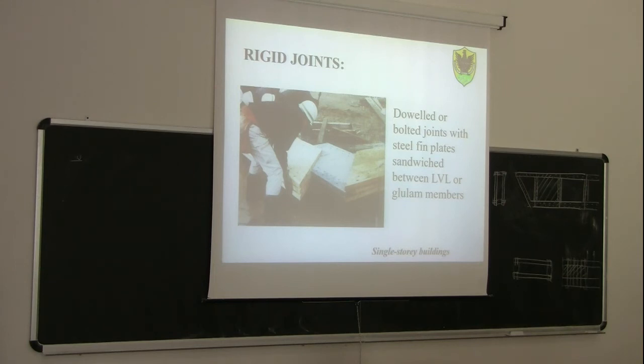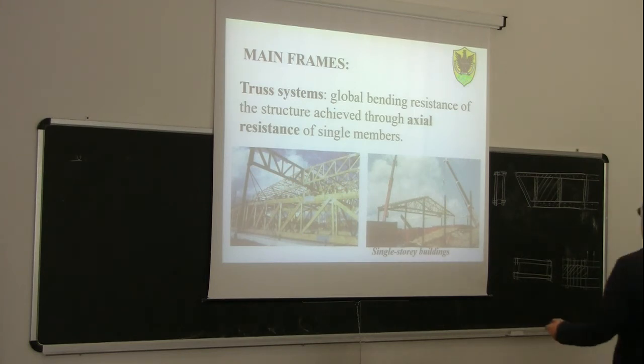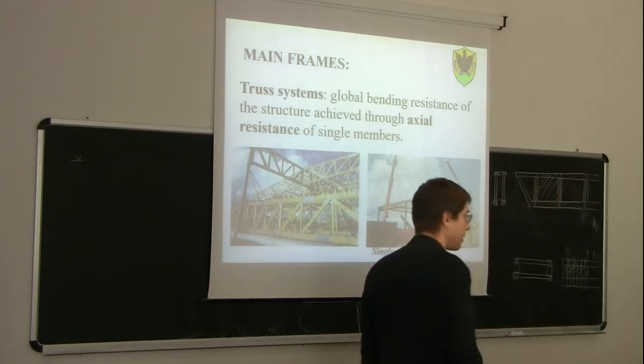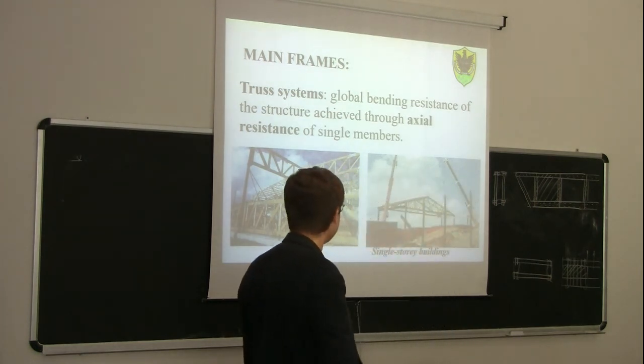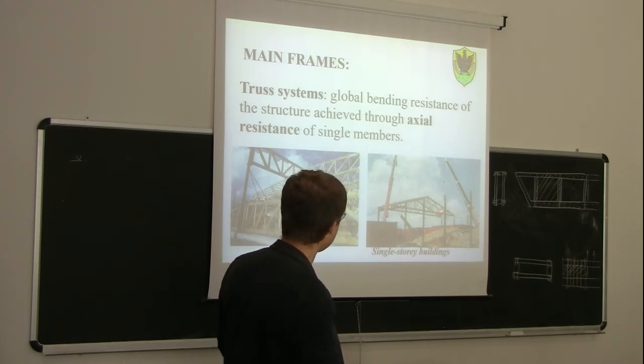So in terms of main frame, we said one possibility is this 2 or 3 pin portal frame. The other possibility is to use truss systems. You can see different possibilities here. For example, those are truss systems made of glulam members and steel plates. So the connection is achieved using steel plates, nailed steel plates, for example. Or in this case, the vertical members are made of round wood, and then we have this big truss made of timber.